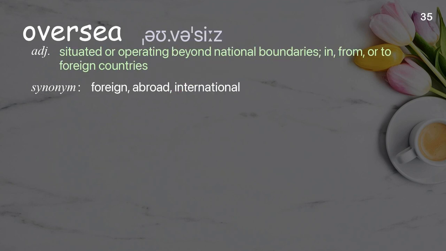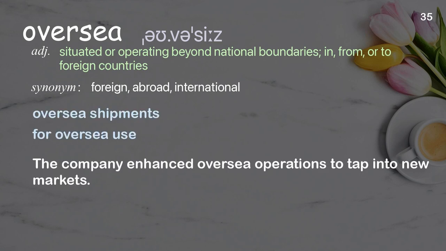Oversee. Situated or operating beyond national boundaries, in, from, or to foreign countries. Examples. Oversee shipments. For oversee use. The company enhanced oversee operations to tap into new markets.